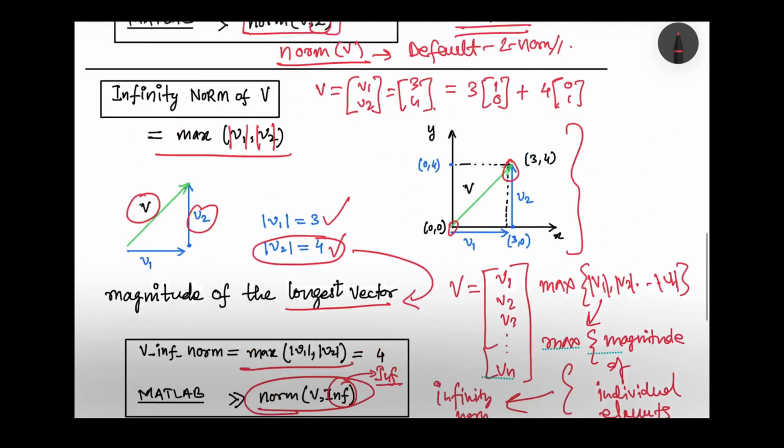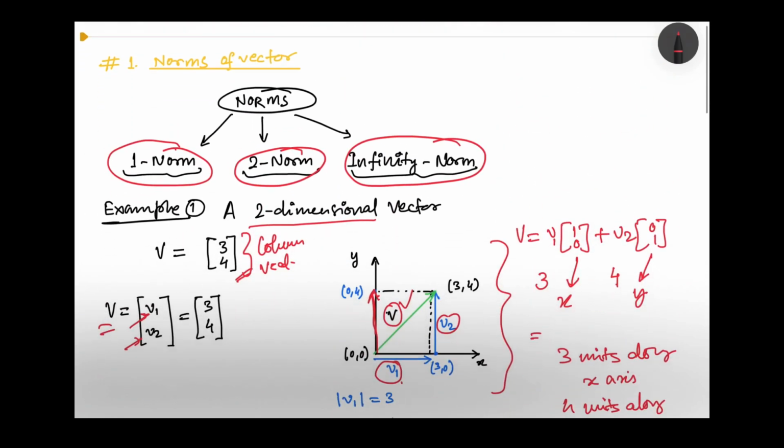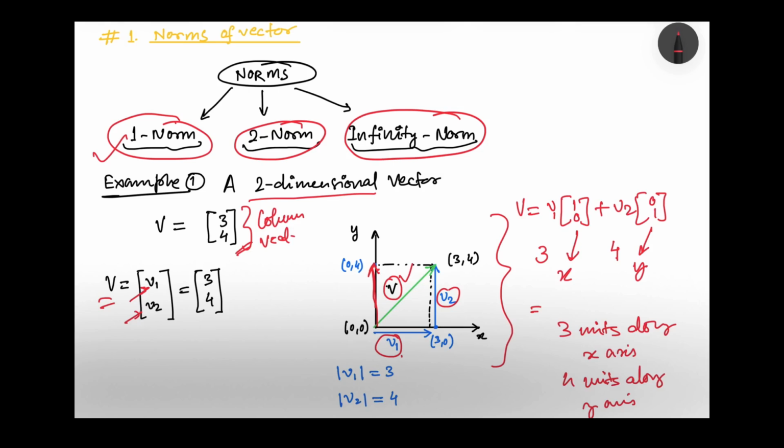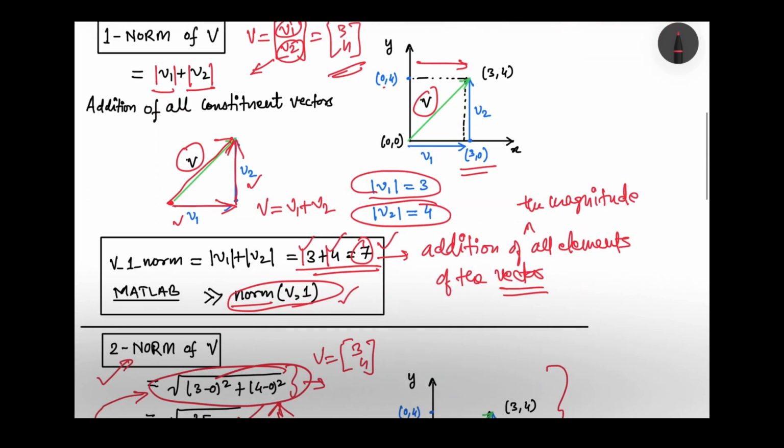So these are the three norms that are actually useful for us. One is the first norm, which is simply the addition of all the elements. The other is the second norm, which is actually the distance between the origin and the point the vector is pointing to, and it is calculated by finding the square root of the summation of the squares of the individual elements. And the final one is the infinity norm. This is actually finding the element of the vector with the largest magnitude. So these three norms are of some use to us, and this is how they are represented.